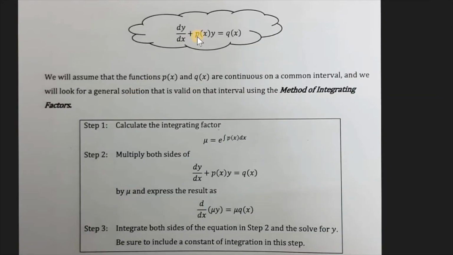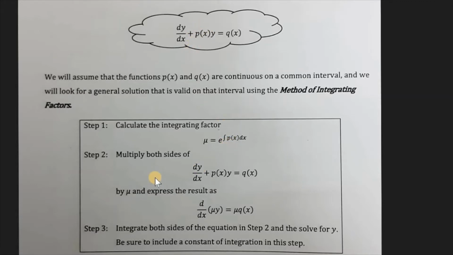So after you have recognized the function p, by using integrating factor, these are the guidelines. Step number 1, you have to find the integrating factor. The formula of integrating factor, we call it mu, is e power integral of p dx. So the p is there.